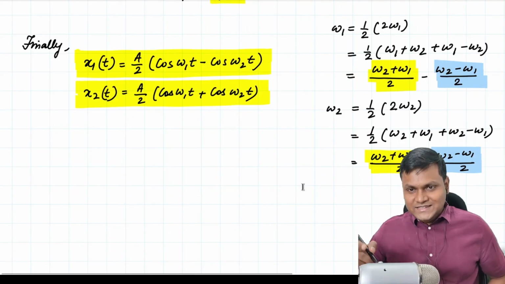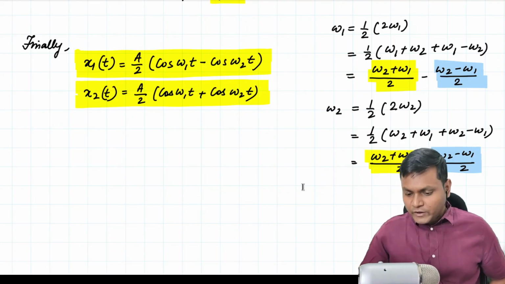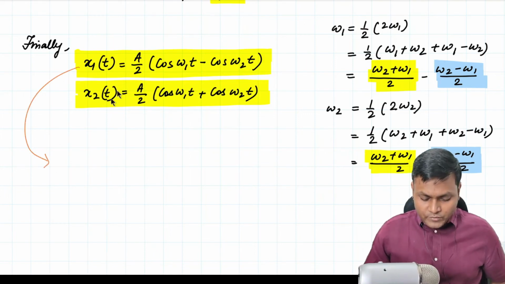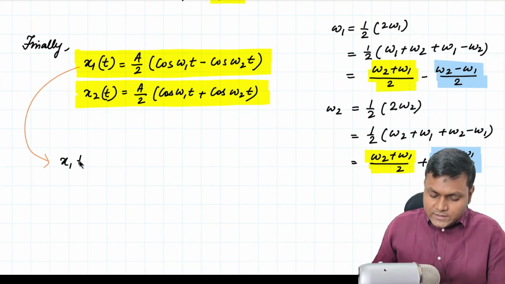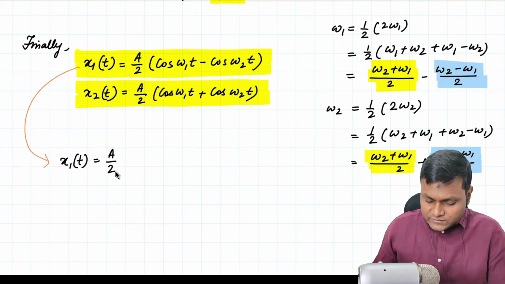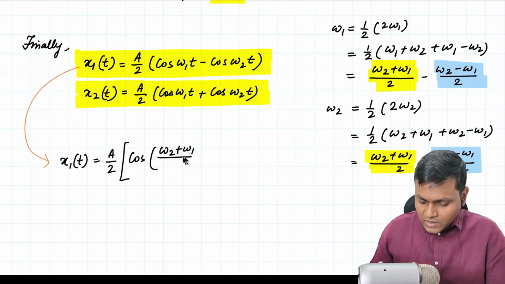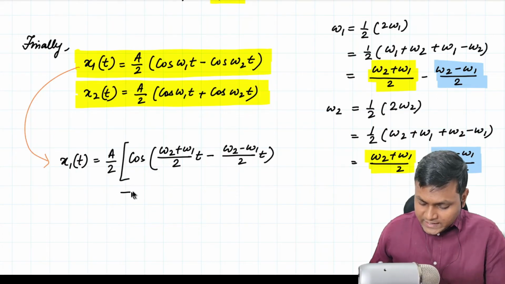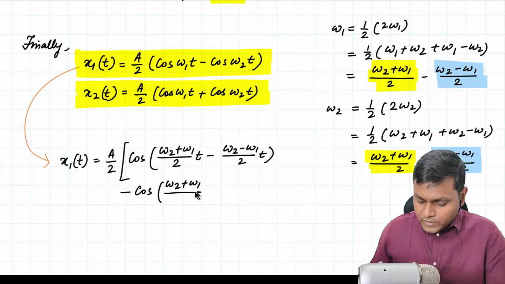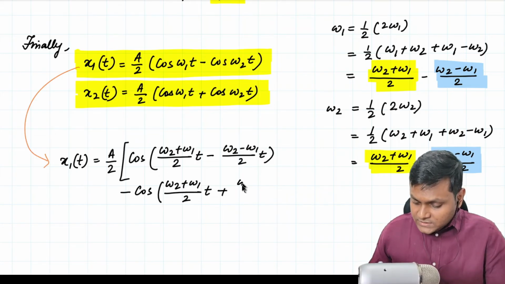Let me substitute these two expressions in. Let me do it for x1 and then it will become obvious for x2. So for x1, this final solution transforms into cos omega 1 t, which can be written as cos of ((omega 2 plus omega 1)/2 t minus (omega 2 minus omega 1)/2 t), and minus cos omega 2 t, which can be written as cos of ((omega 2 plus omega 1)/2 t plus (omega 2 minus omega 1)/2 t).